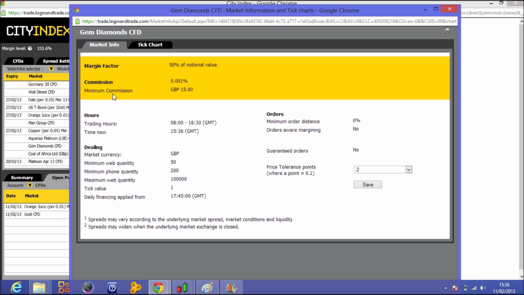Gem Diamonds, you need 50%. This is a share. You need 50%, and it's £15 commission. So if you've only got 100 to £200, you don't want to be buying shares because of the commission. You pay 15 to buy the shares, 15 to sell them. So we don't really want to recommend that to people that are just trading with £100 or £150. But it's saying 50% margin factor. That means if I had £100, I could buy £200 worth of shares. That's what that basically means. But we'll go through that at a later stage.